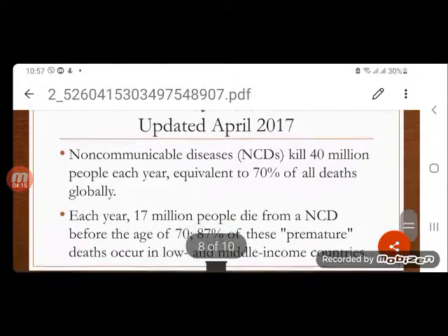Okay. Non-communicable diseases kill 40 million people each year, equivalent to 70% of all deaths globally. It is a very high percent. And non-communicable disease is a preventable disease. So we can start with primary prevention to avoid this disease.